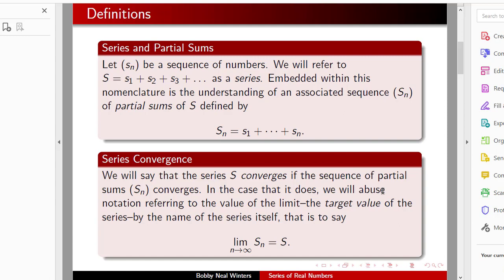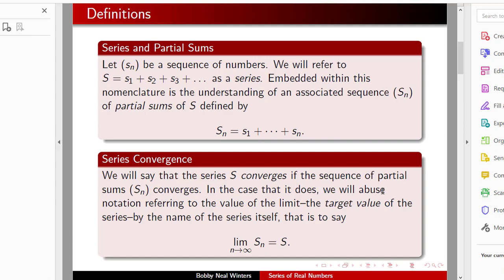First, let little s_n be a sequence of numbers. We will refer to s_1 plus s_2 plus s_3 plus ... as a series. Embedded within this nomenclature is an understanding of an associated sequence, capital S_n, of partial sums of s, defined by S_n equal to the sum of little s_1 through little s_n.